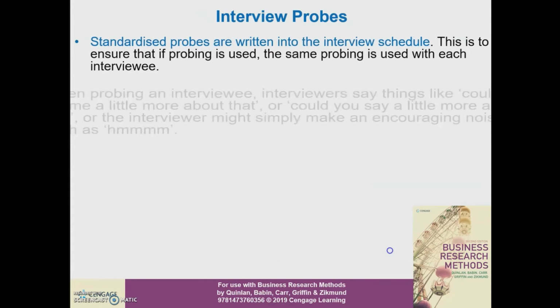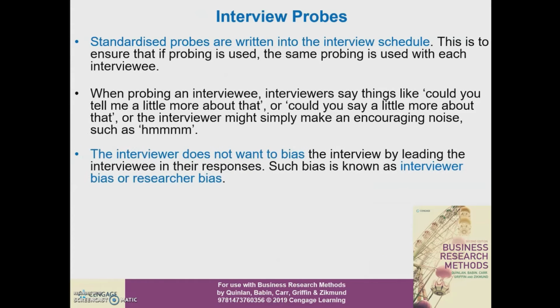Okay, so we move on to this term called interview probes. Standardized probes are written into the interview schedule. This is to ensure that if probing is used, the same probing is used with each interviewee. When probing in an interview, interviewers say things like, "Could you tell me a little bit more about that?" Or, "Could you say a little more about that?"